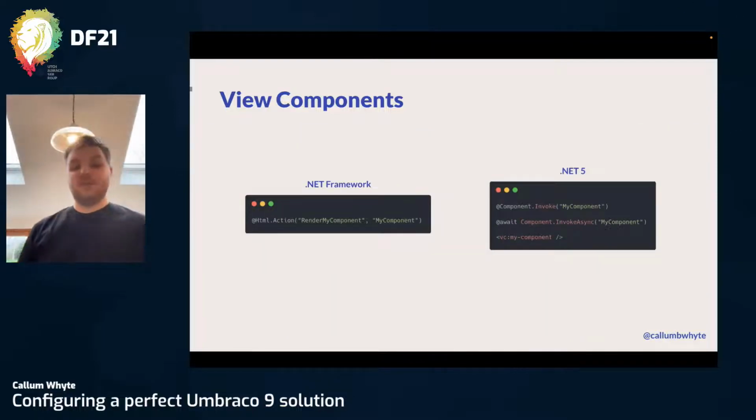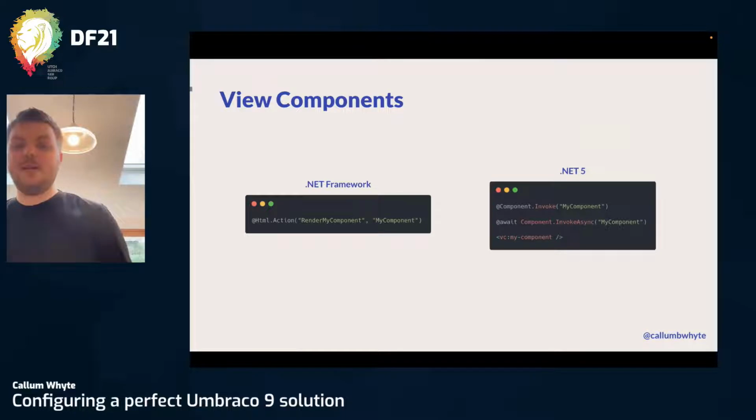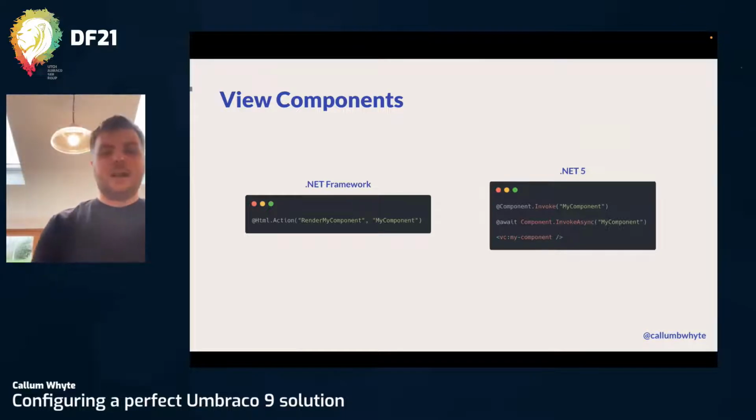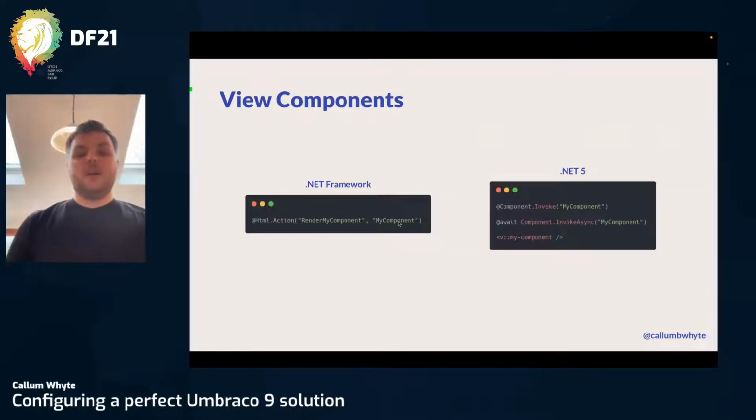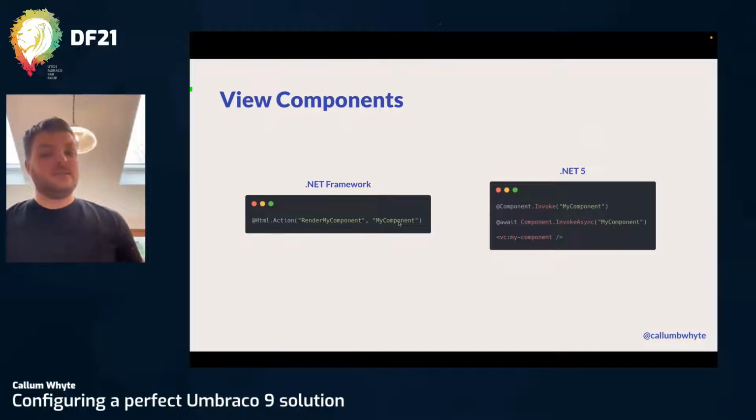How do we render them on the front end? Well, again, I think there's a lot more options now with .NET 5, and this works quite nicely for us too. Before, because these were all child actions, we had really handy Html.Action to render my component, which is the name of my method that I defined just here, and you pass in the controller name of where it lives. In .NET 5, that's slightly different.